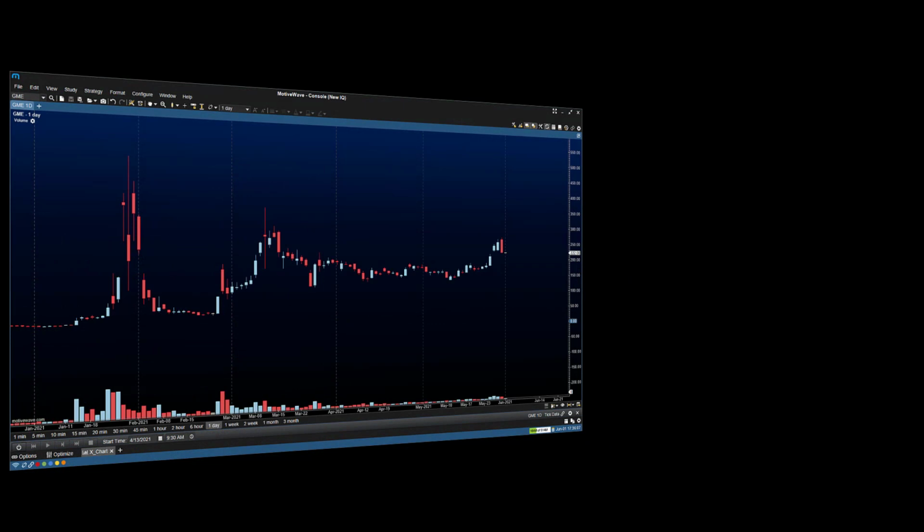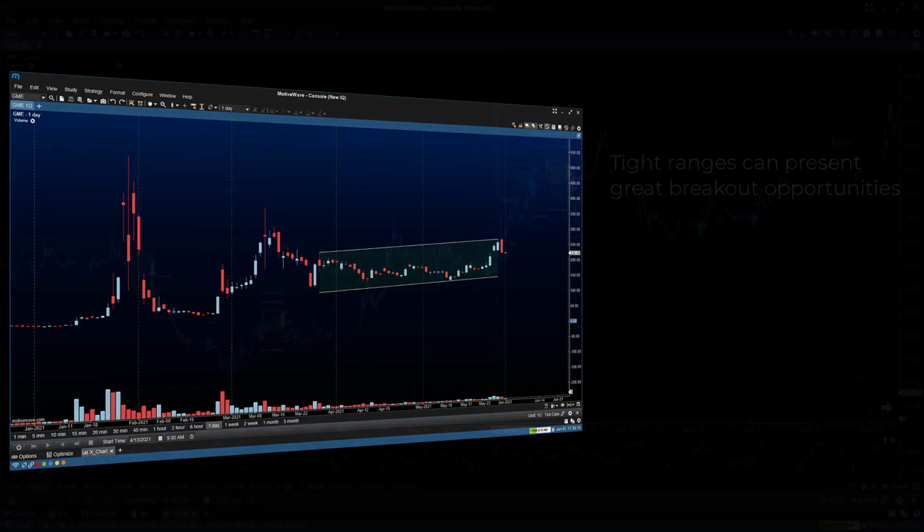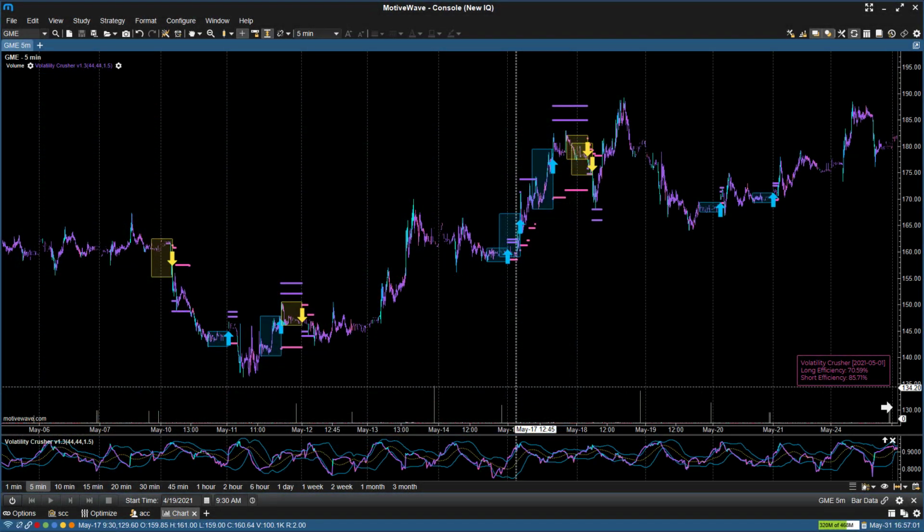Let's take a look at GME, which, as we know, had a lot of volatility a few months back. It has since compressed into a tightly traded range. This kind of setup is often a prime opportunity to use Volatility Crusher to catch breakout and breakdown expansions from the compressed range. So, let's apply Volatility Crusher to the 5-minute time frame.